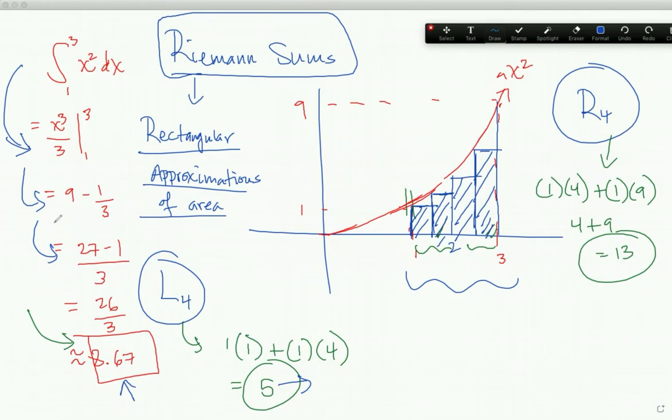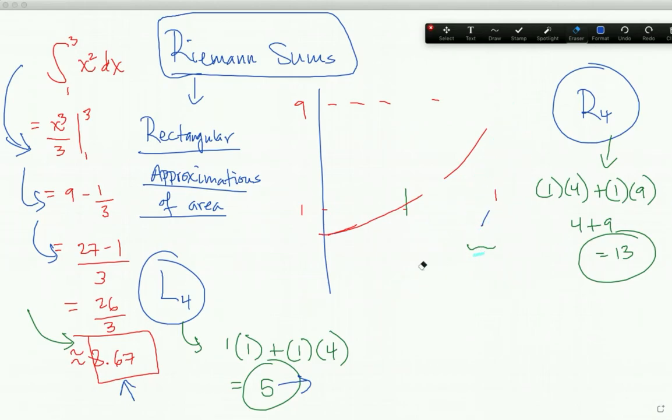Okay, so you learned about left and right, and there are two other ways to approximate area. These are also very popular on the AP, so I'm sure as Hackley cares about their success on the AP, they will want you to know this.